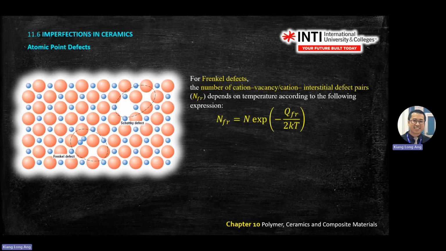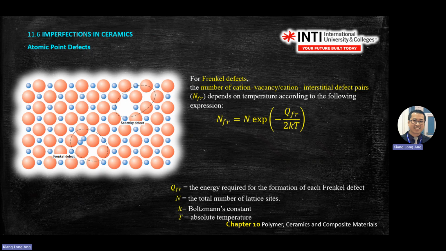Frenkel defects, this one. There's an equation. So again, you see the vacancy equation that you learned in the metal chapter applies here also. Number of Frenkel defects equals N exponential of minus Q over 2kT. Here we use Kelvin. Q is the formation energy, N is the number of lattice sites, and k is the Boltzmann constant. You have two types of Boltzmann constant. It depends on the value that is given.